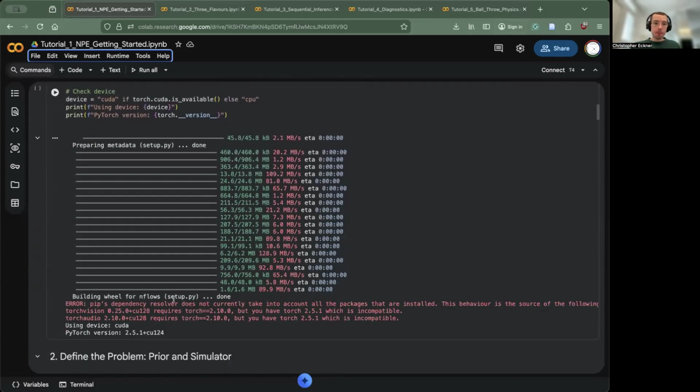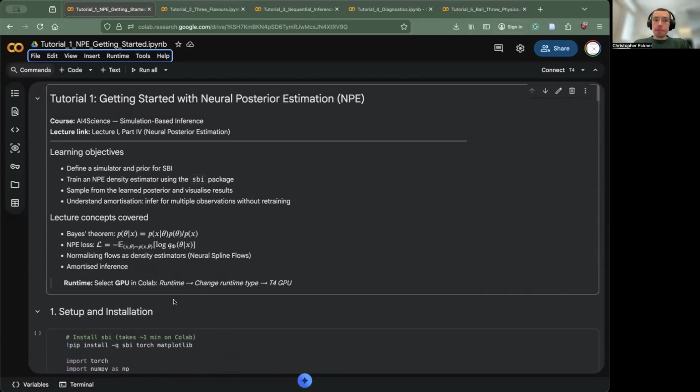Okay, so in this notebook, I just wanted to get everyone acquainted with neural posterior estimation and how you would do it. What we did in the lecture was discuss Bayes' theorem, what the loss of neural posterior estimation looks like, and how you use normalizing flows to do this type of density estimation with neural spline flows, and how it provides you with amortized inference.